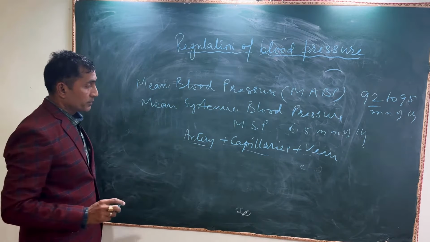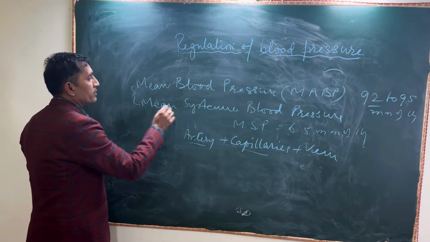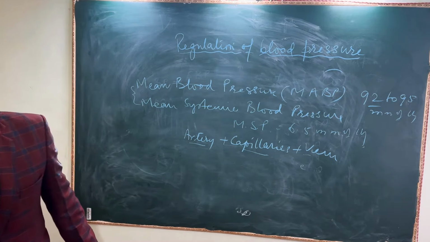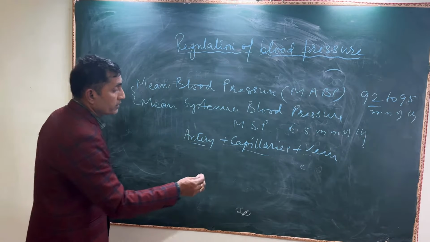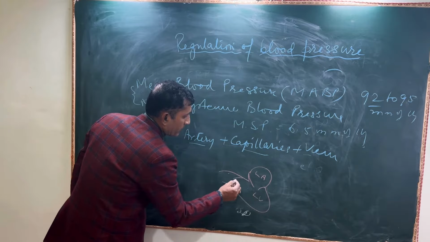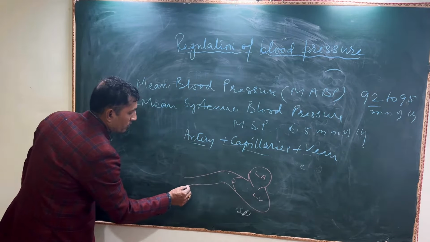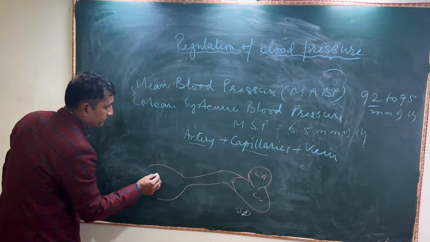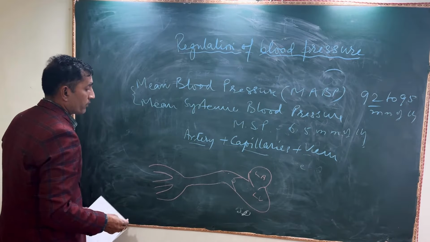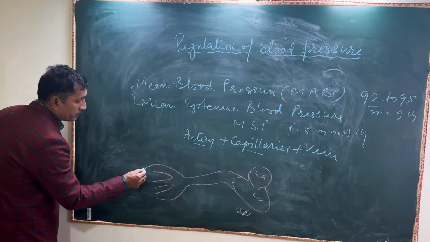Mean systemic blood pressure. So if we want to correlate this mean arterial blood pressure and mean systemic blood pressure, then I will have to draw a small diagram here. Say this is the atrium, left ventricle, and here we have to talk about the capillaries, and then vein systems are there.